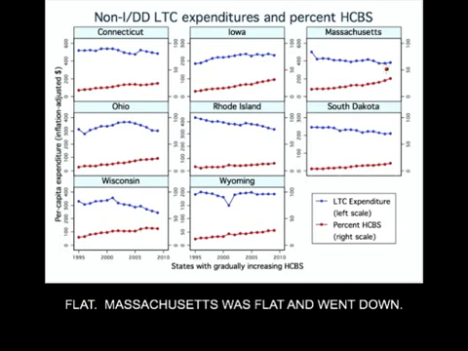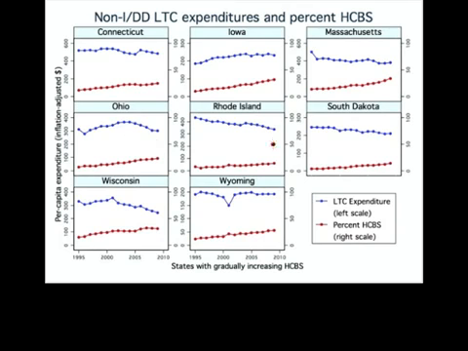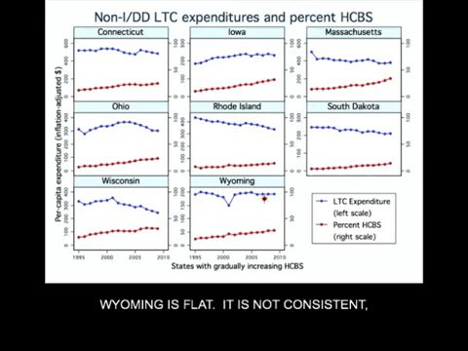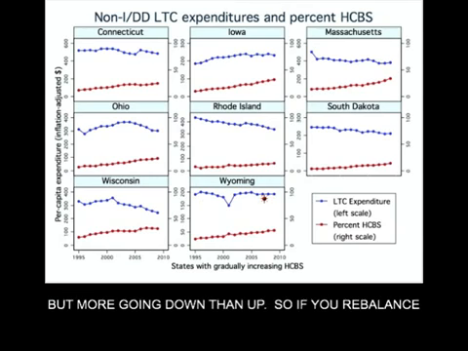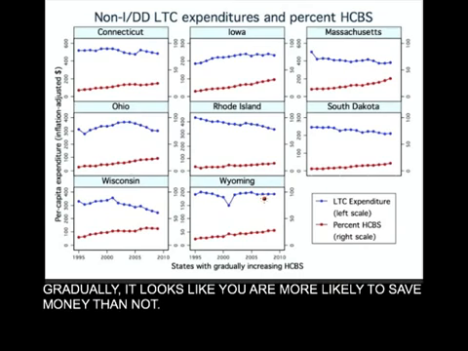Massachusetts was flat and then went down. Ohio went up and then went down. Rhode Island went down. South Dakota went down. Wisconsin was flat and went down. Wyoming was flat. So it's not consistent, but there's more going down than there is going up, right? So you rebalance gradually, it looks like you're more likely to save money than not, I would say.